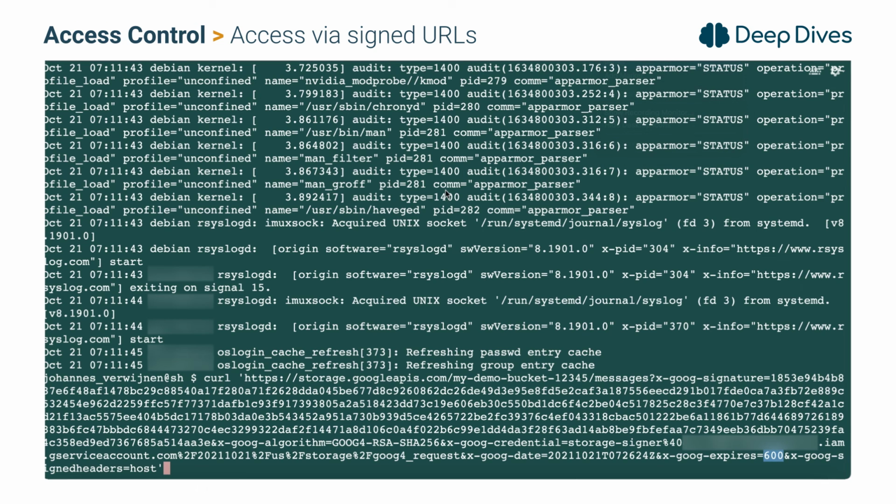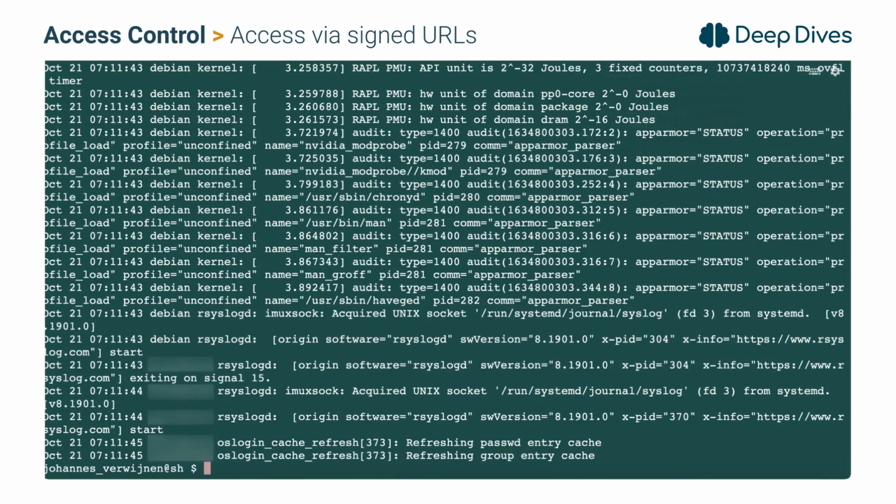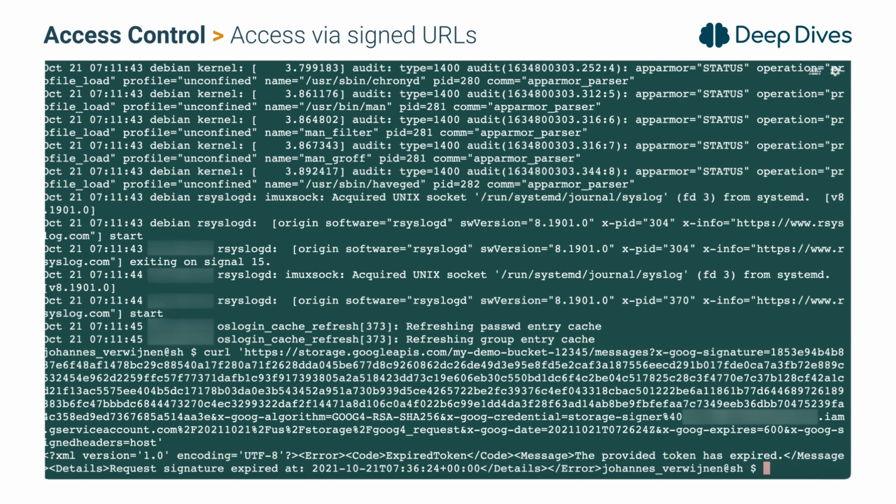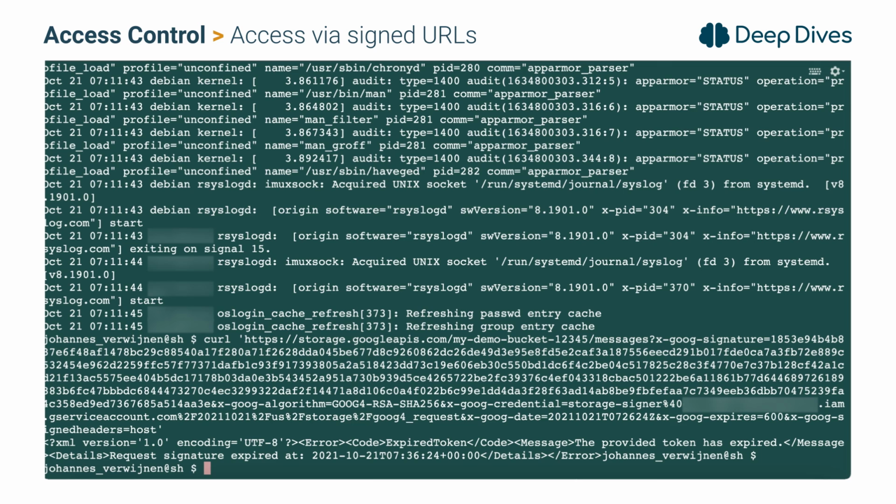All right, we're going through the final seconds now. So this one should still work. Yeah, it does. And now it should not work. Yeah. The provided token has expired. All right, that's how we use signed URLs with Google Cloud Storage. Thanks.